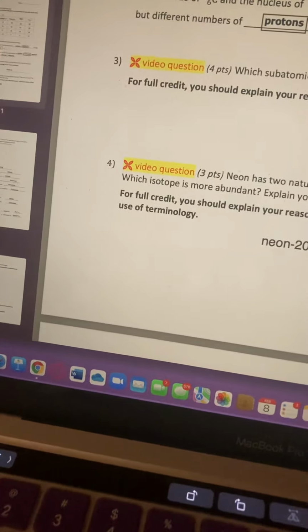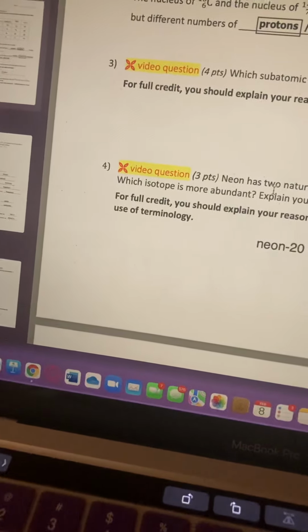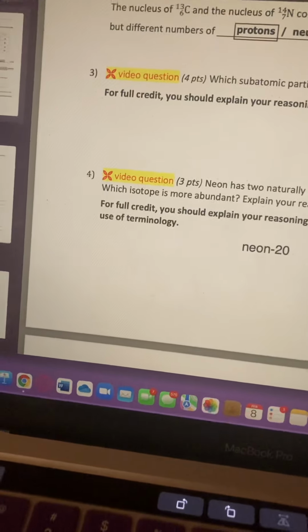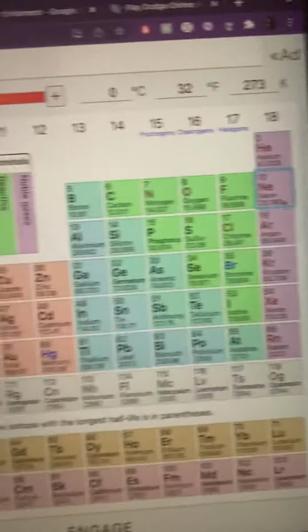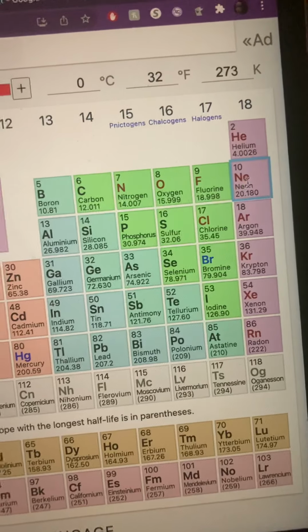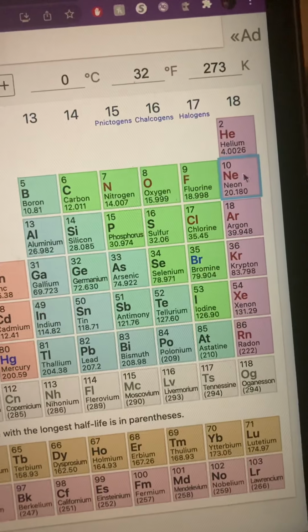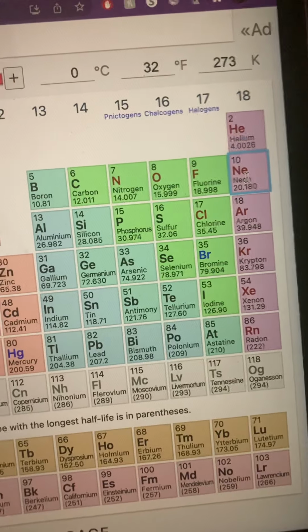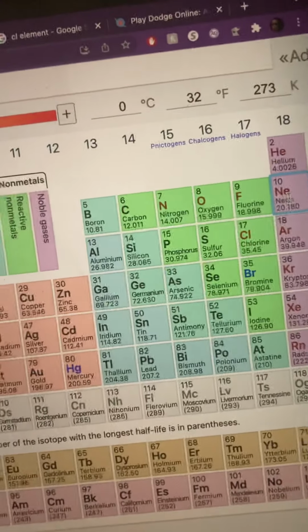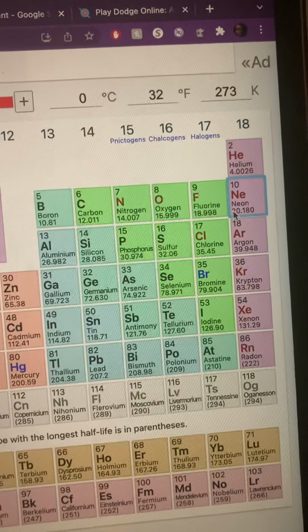Neon has 2 naturally occurring isotopes, neon 20 and neon 22. Which one's more abundant? So to determine this, I looked at neon's average AMU, and it is 20.180. So I can just infer, it's a lot closer to 20 than 22. And so I can infer that the abundance of neon 20 is a lot larger than neon 22, because it's a lot closer to 20 than 22.